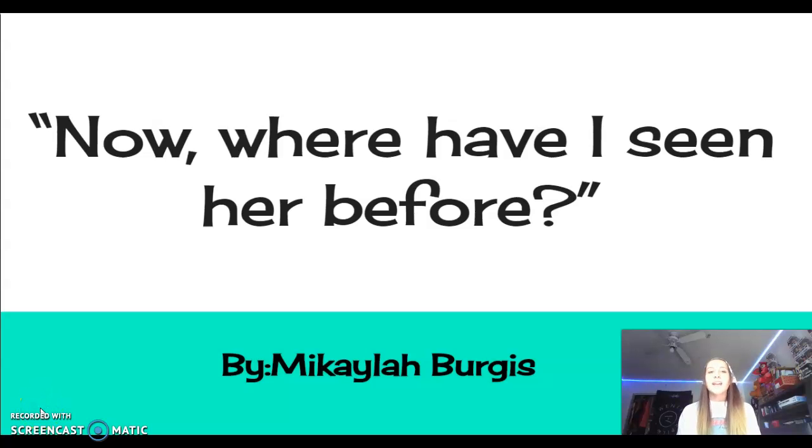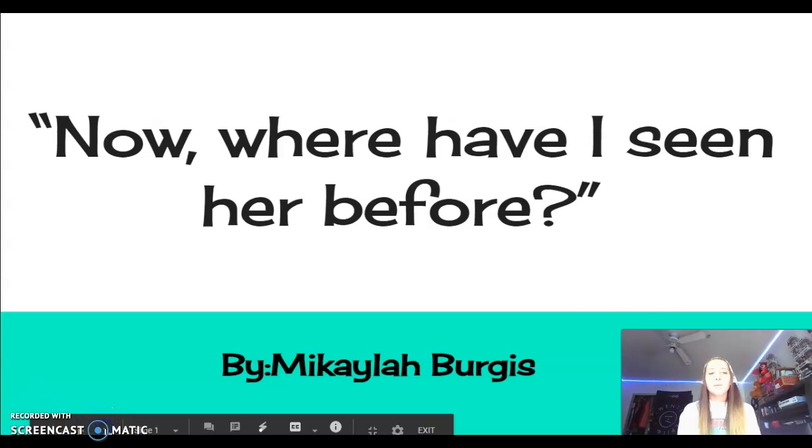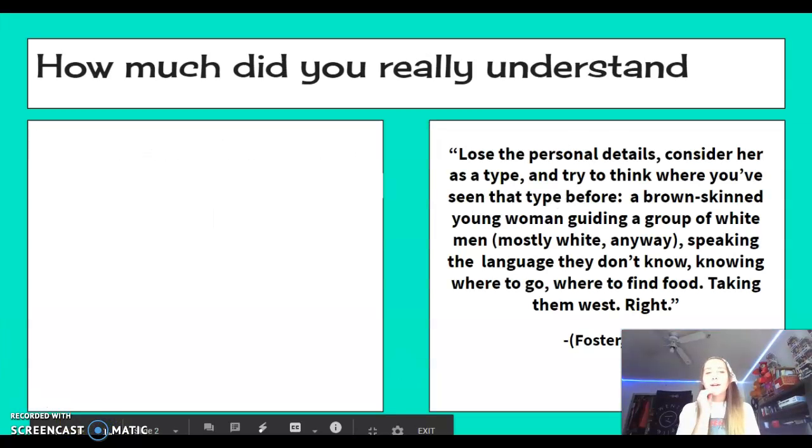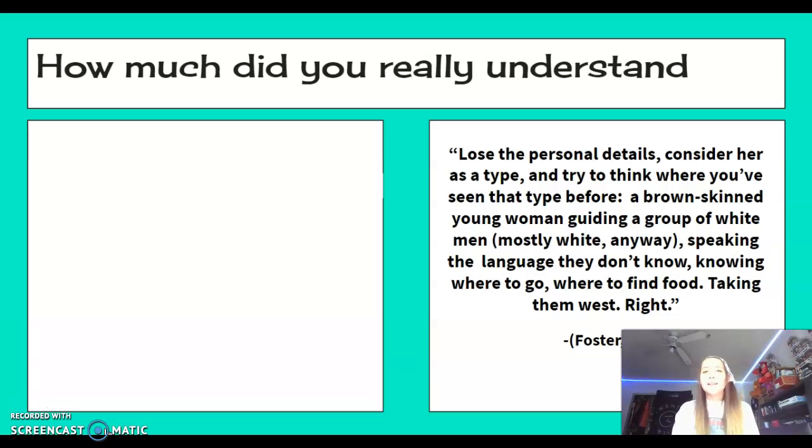My name's Michaela, and the chapter I got from Foster's How to Read Literature Like a Professor was chapter 5, "Now, Where Have I Seen Her Before?" It talks about how you can better understand literature by finding and understanding the literary references found within it.